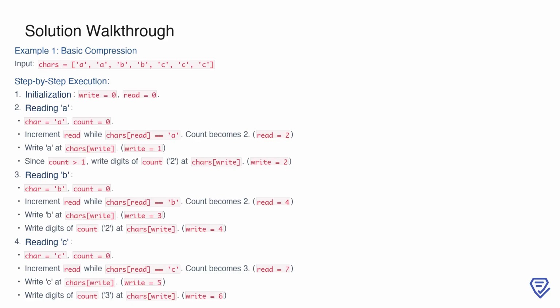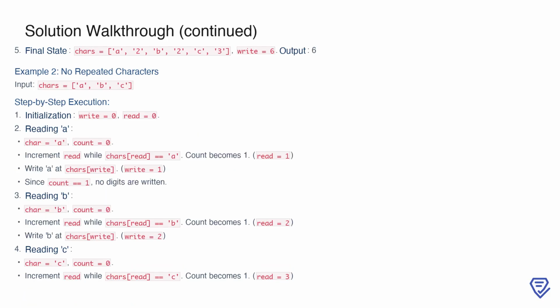Next, we move on to the character B. Again, we count its occurrences, which is also 2, and repeat the same process, writing B, writing the count 2, and updating write. Finally, we handle the character C, which appears 3 times. We write C to the array, followed by the count 3, and finish with write updated to 6. At this point, the final state of the array for example 1 is A, 2, B, 2, C, 3, and the write pointer ends at position 6. This means the compressed length of the string is 6.